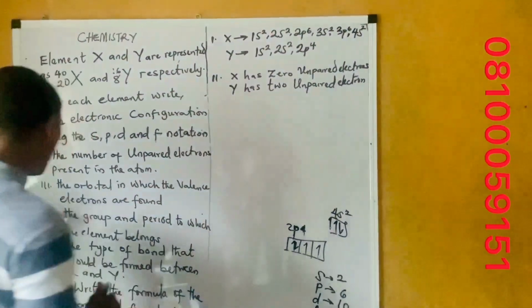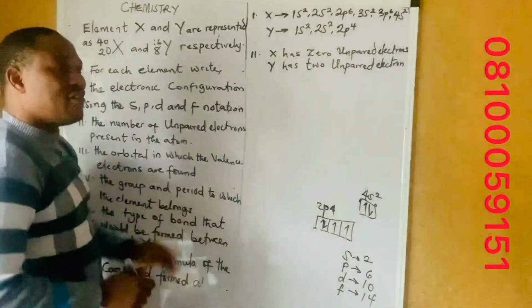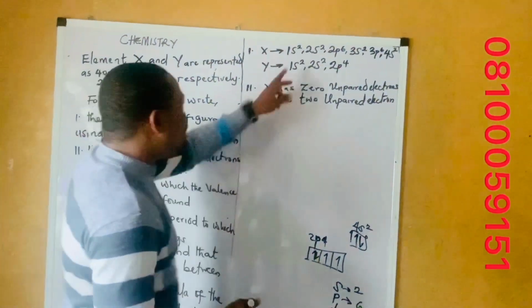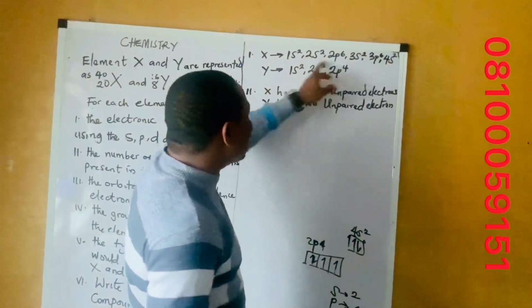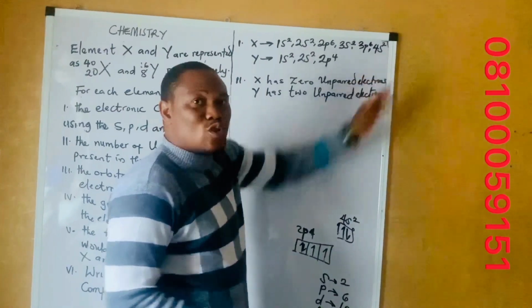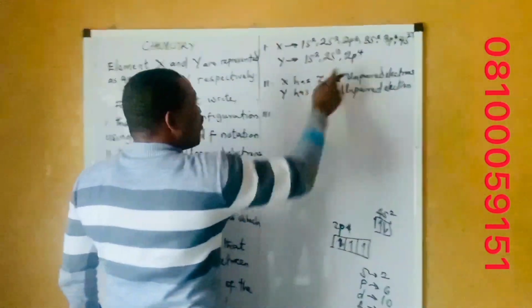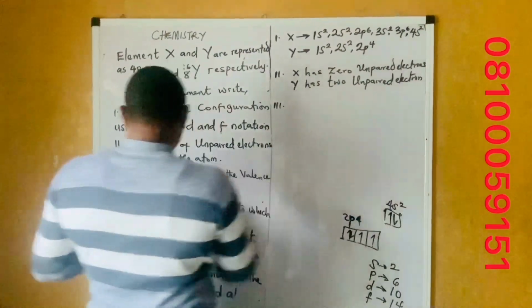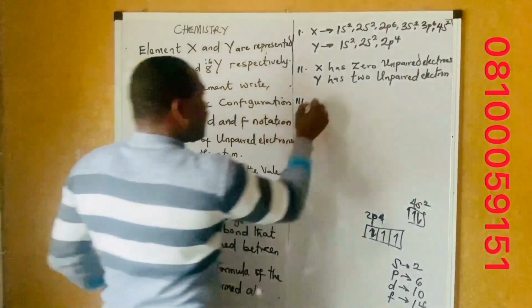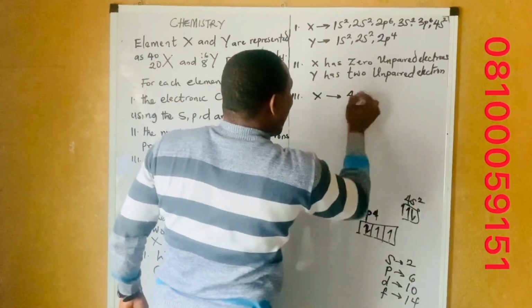Okay, the next one. They asked for the orbital in which the valence electrons are found. The valence electron is the outermost electron, and that's obvious because if you look at this, the valence electron will be this. This is the electron that is outside. So which orbital are they going to be found in? Very simple question. For X, the valence electrons will be found in the 4s2.